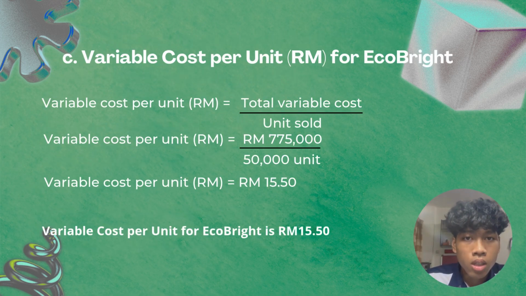So question C, variable cost per unit in RM for EcoBright. To get the variable cost per unit in RM, we need to divide the total variable cost by units sold. So our total variable cost is RM775,000 divided by 50,000 units. So our variable cost per unit is RM15.50.